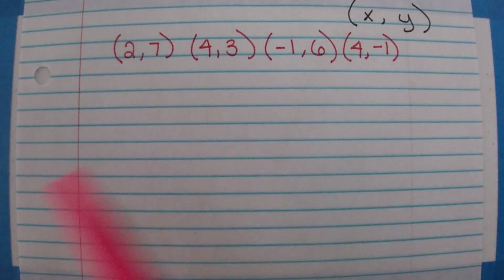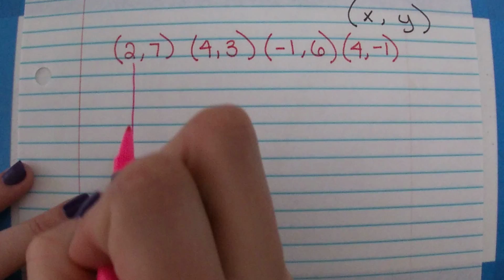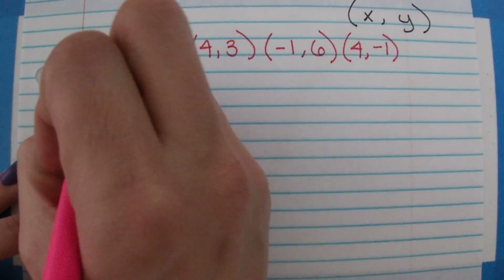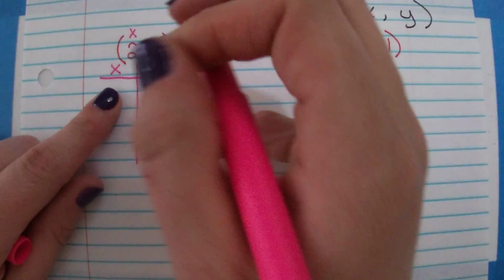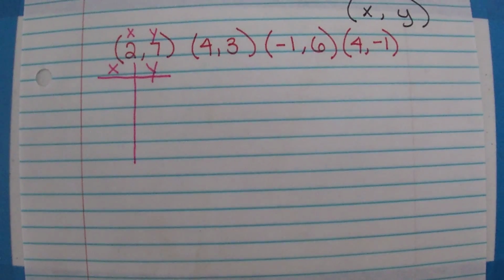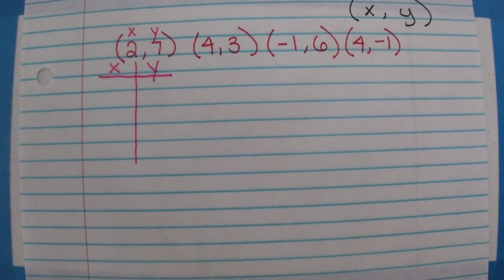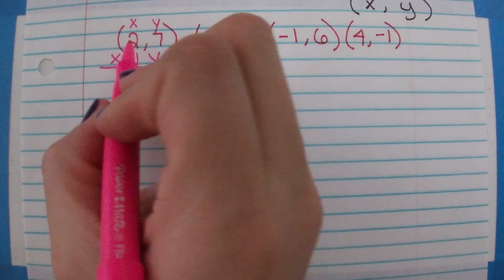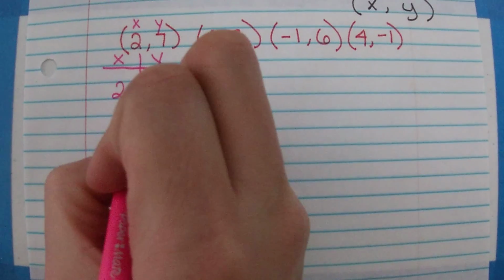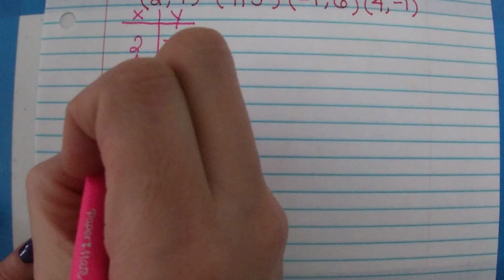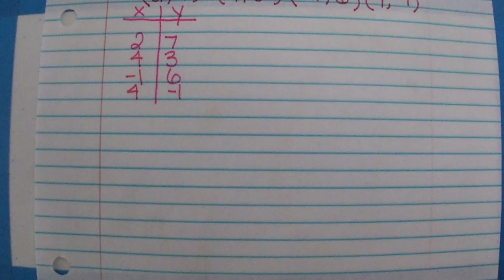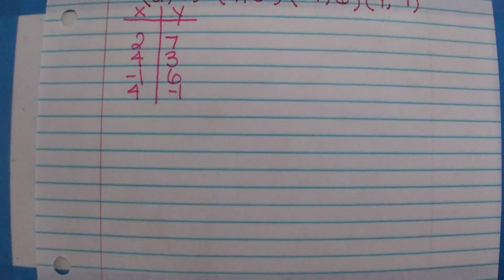So we can take this exact same information and put it in a table where our X values, or our first number in the ordered pair, are on the left, and our second number in the ordered pair is on the right. Literally all we're doing is picking up each ordered pair. So I'm taking 2, 7, and I'm putting it in here as 2, 7, right? 4, 3, -1, 6, and 4, -1. Okay, so a table is a second representation.